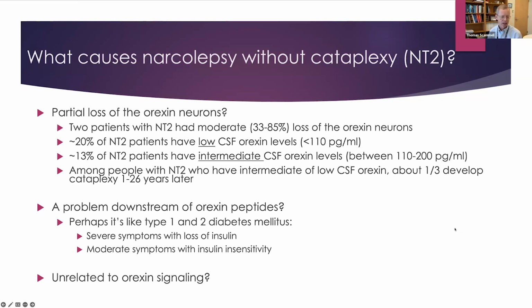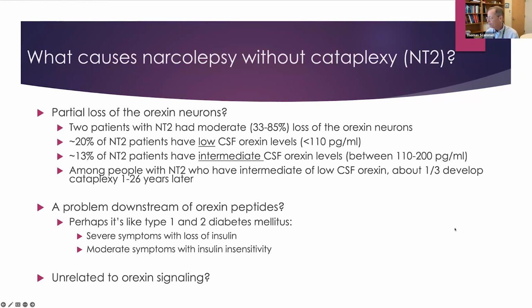About 20% of type 2 patients have low orexin levels, and about 13% of type 2 patients have them in this intermediate range, as I mentioned. And if you actually follow those people who are clinically diagnosed as narcolepsy type 2, but they have intermediate or low orexin levels, about a third of them will actually go on to develop cataplexy years later. It might be a year, but it can be as many as over 20 years later, they'll have their first episode of cataplexy.